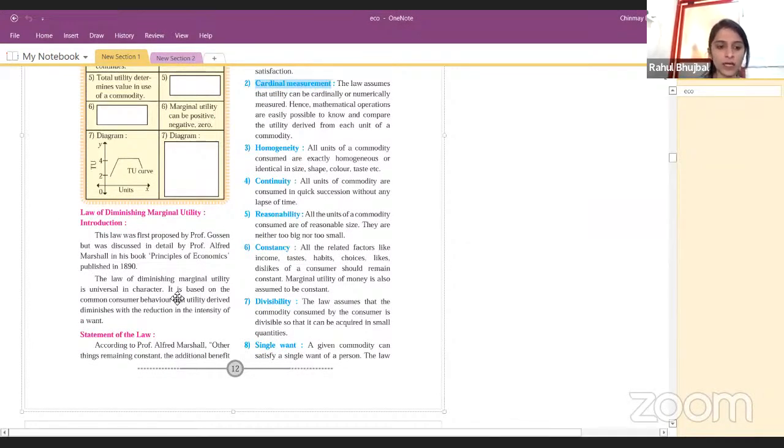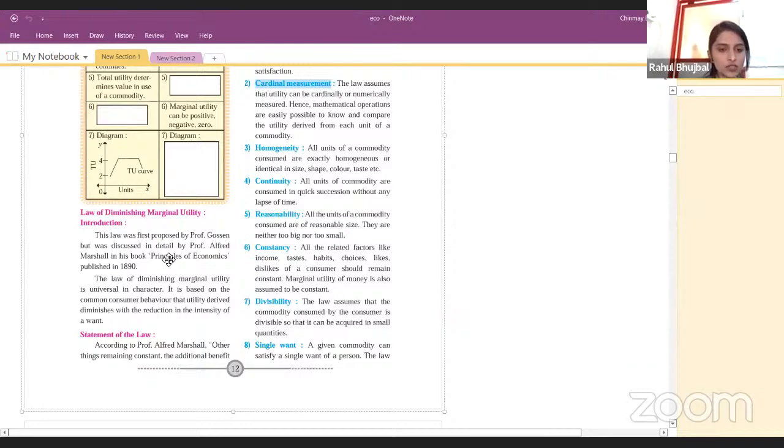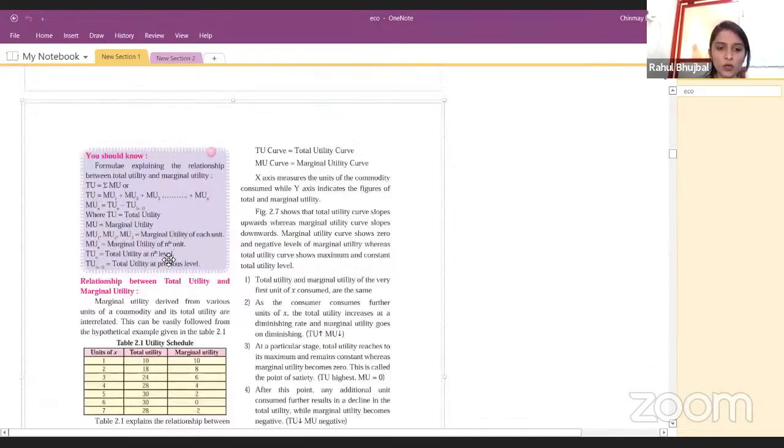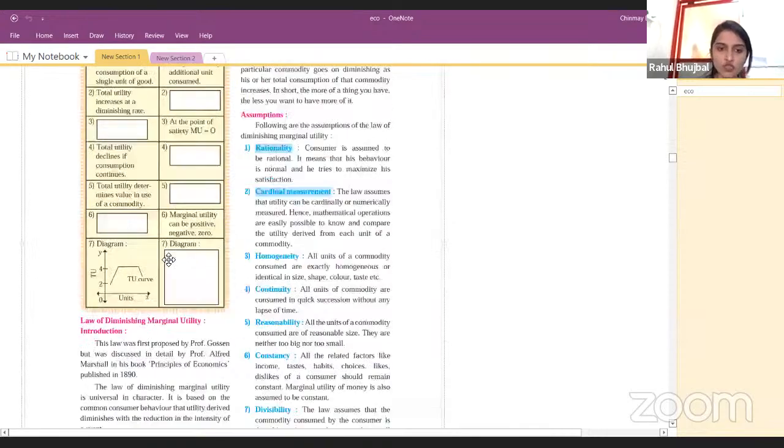Same thing that we studied, that the law is explained by Professor Alfred Marshall in which book? Alfred Marshall has written the book Principles of Economics. So what does it say? Other things remaining constant, marginal utility, or the additional benefit which a person is going to get, will go on decreasing. Now we'll see what are the assumptions for this.